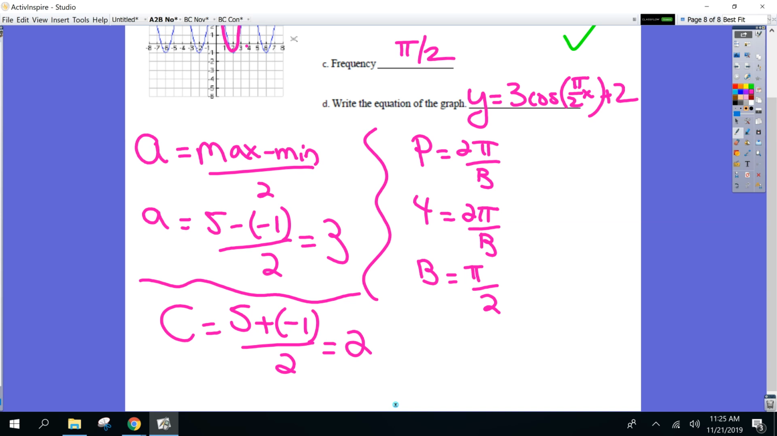Should we try another one with just given the graph? Because one doesn't make you great. Should we try another one?